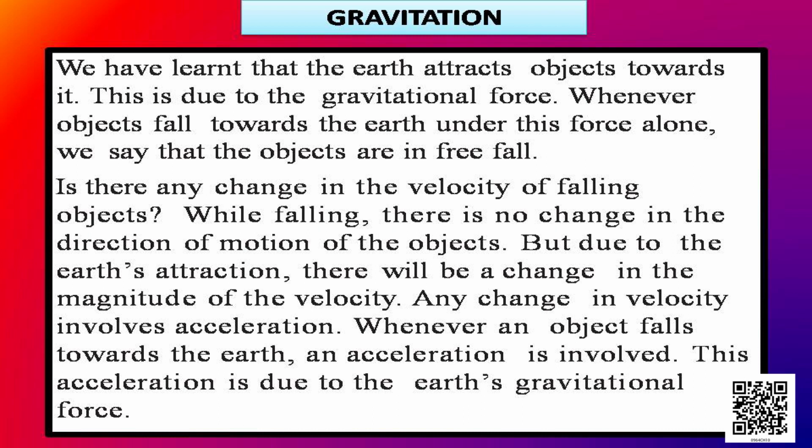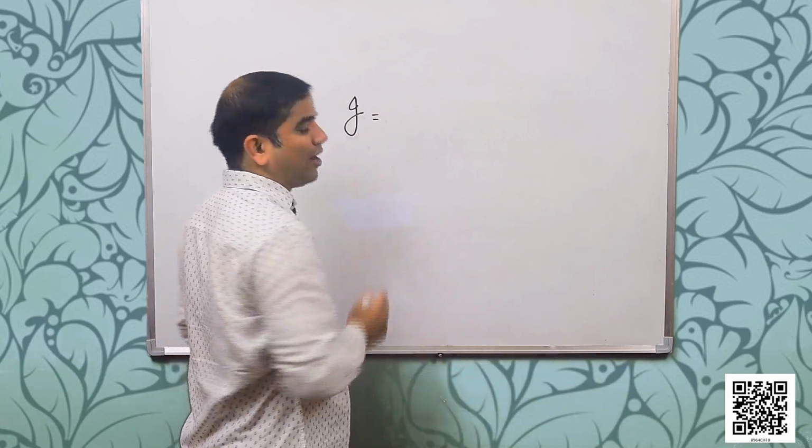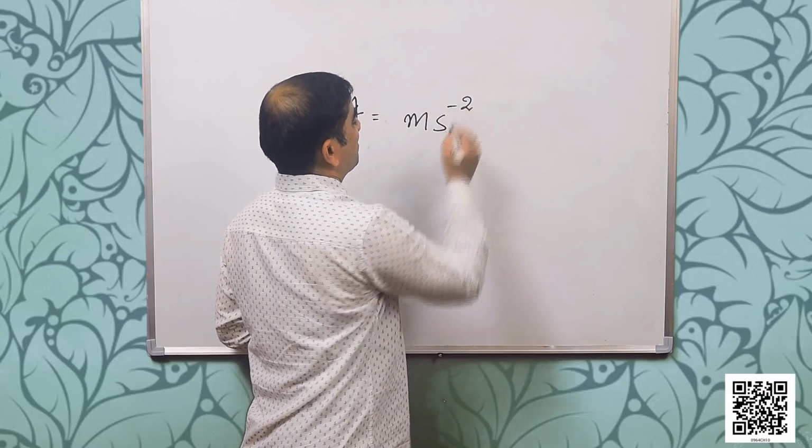Any change in velocity involves acceleration. Whenever an object falls towards the earth, an acceleration is involved. This acceleration is due to the earth's gravitational force. Therefore, this acceleration is called the acceleration due to the gravitational force of the earth, or acceleration due to gravity. It is denoted by g. So, g is nothing but the acceleration due to gravity, and the unit of g is the same as that of acceleration, that is m s to the power minus 2.